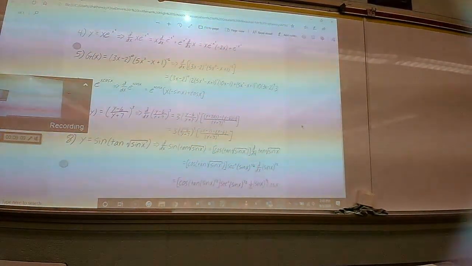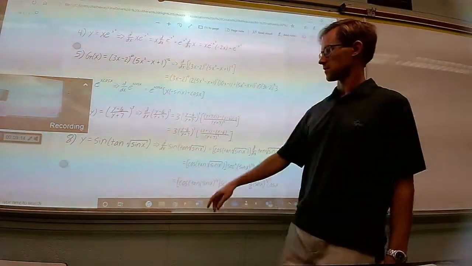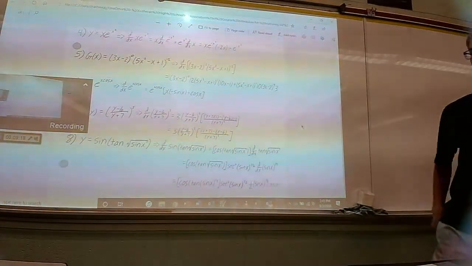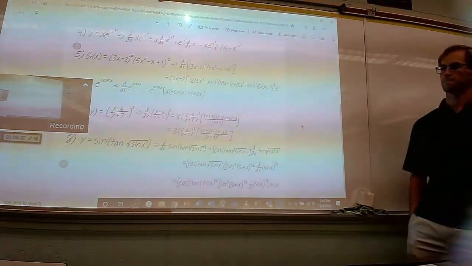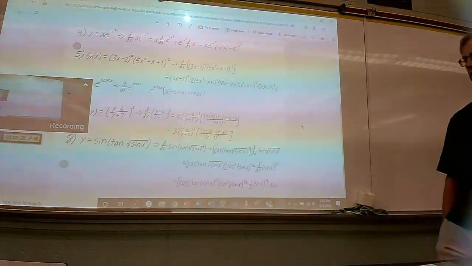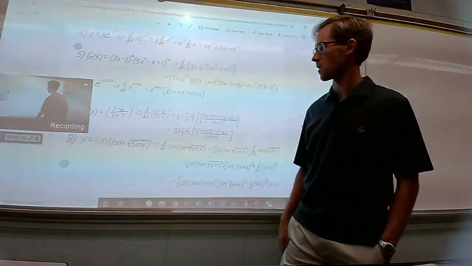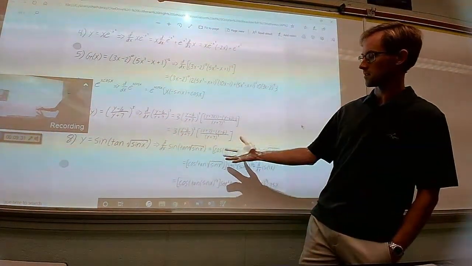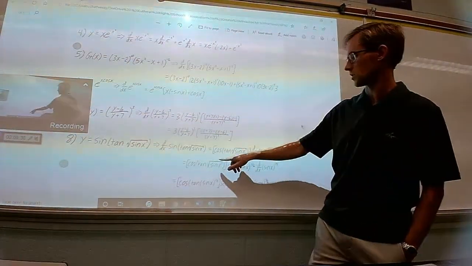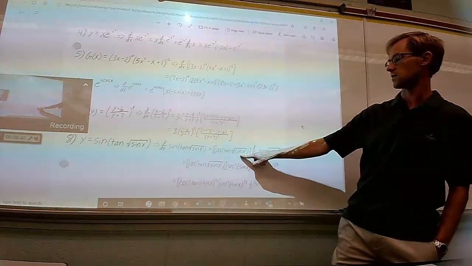Okay, let's just walk through number 8 real quick because it's a beast. Sine of tangent of square root of sine. So, chain rule is the derivative of the outer, keeping the inner function the same, times the derivative of the inner. So the outermost function is sine. Therefore, the beginning of this is going to be taking the derivative of just the sine function, and you've got cosine, leaving the rest of the inside the same.